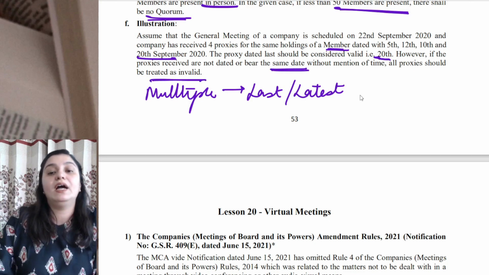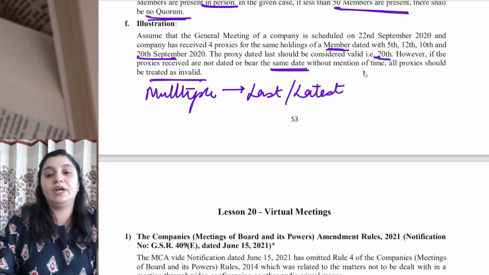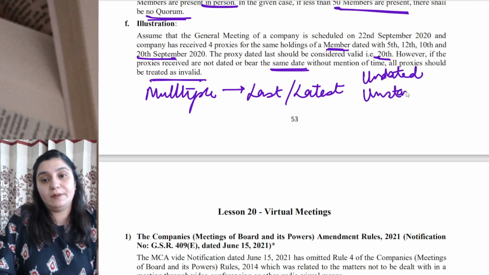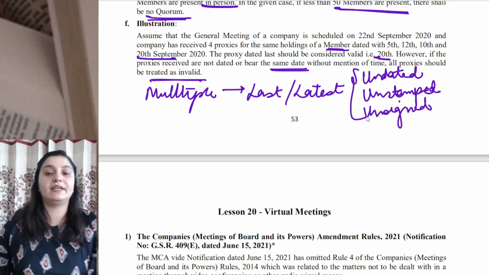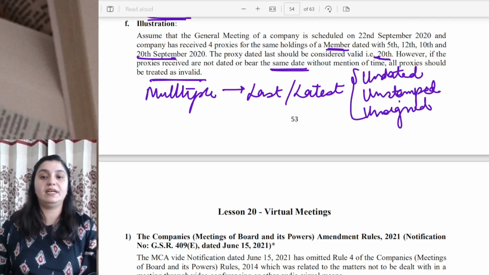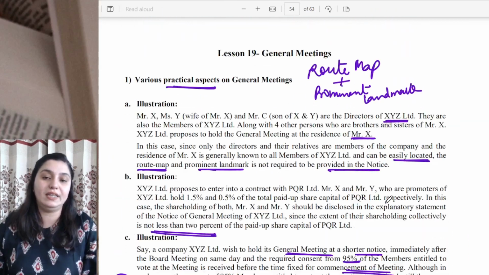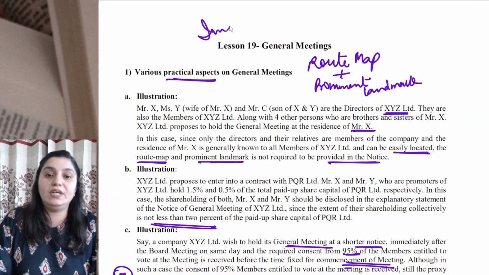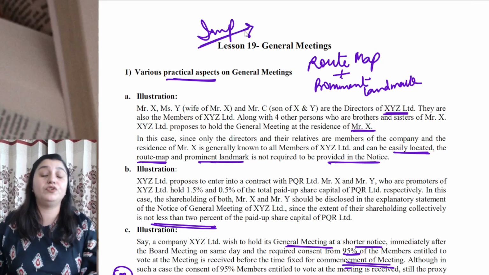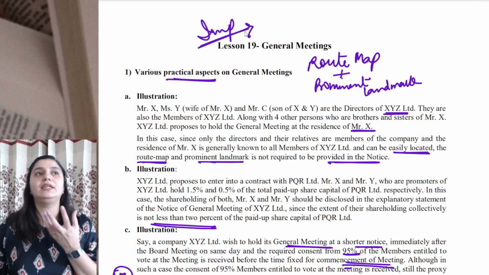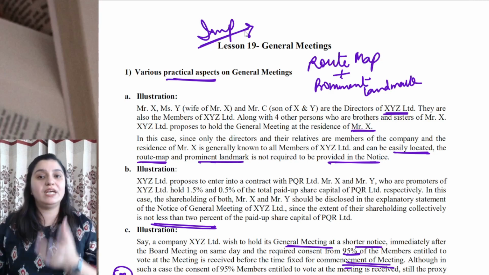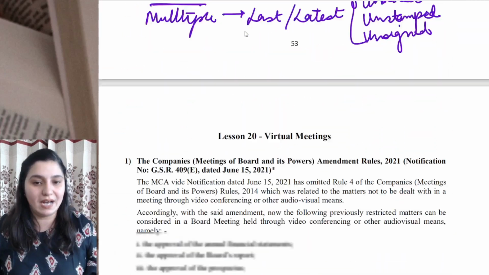तो वैसे भी अगर जब आप proxy का topic पढ़ोगे, you will see undated, unstamped and unsigned proxies, they are all invalid. इन सबको हम invalid category में ही मानते हैं, तो उस केस में ये invalid हो जाएंगे. वैसे multiple के केस में जो last और latest होते हैं, they are considered as proxy. So ये important topic है from the point of view of additional questions. तो ये एक तरीके से वो illustrations है जो case study form में आपको exams में आ सकती हैं.